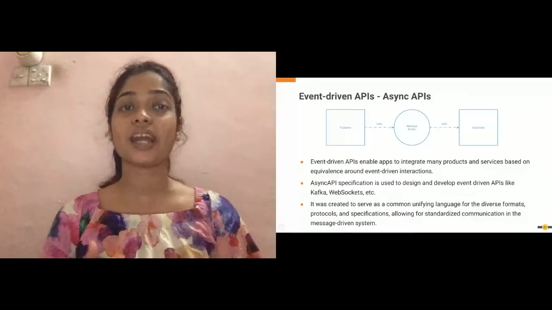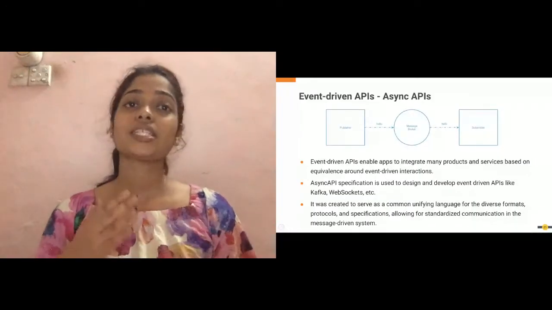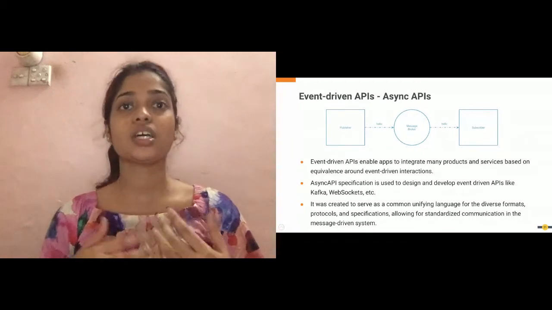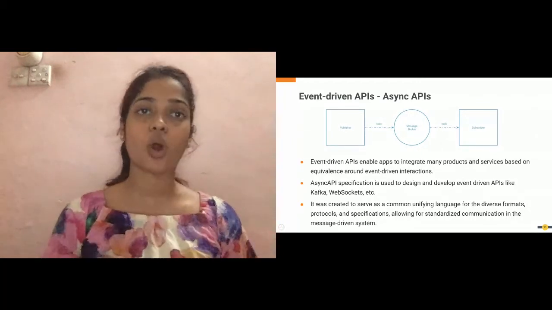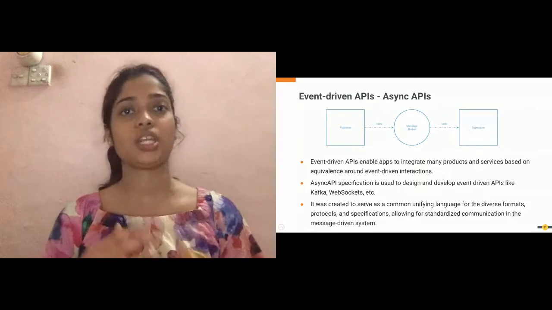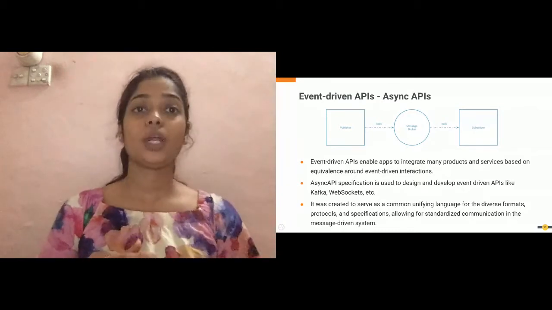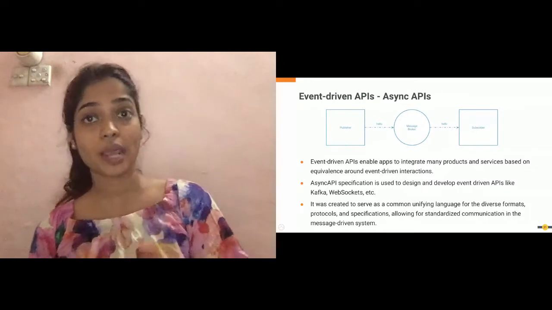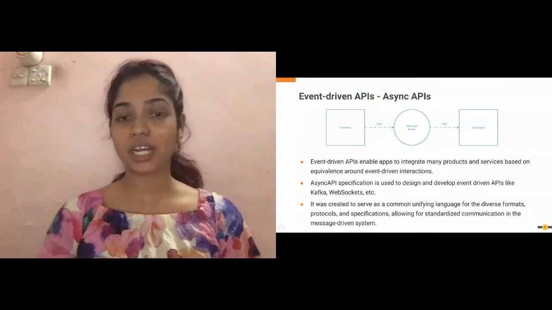So something that we can't miss when talking about REST APIs is event-driven APIs or AsyncAPI. Event-driven APIs enable apps to integrate many products and services based on event-driven interactions. So AsyncAPI is used to design and develop event-driven APIs like Kafka and WebSockets. AsyncAPI was created to serve as a common unifying language for the diverse formats, protocols, and specifications, which allows standardized communication in message-driven systems. So just like OpenAPI is used for RESTful APIs, AsyncAPI is used for event-driven APIs.